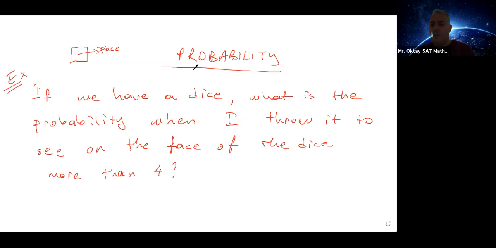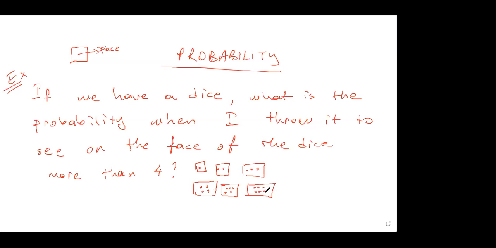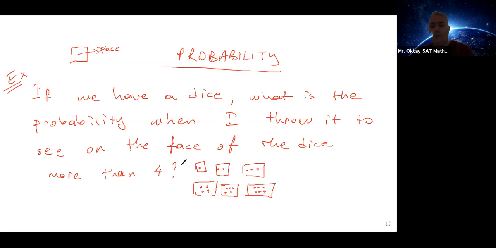As I remember, it's 6. So in the first face, there could be 1. In the second face, there could be 2. In the third face, there could be 3. And there could be 4, 5, and 6. Now, what is my question? More than 4. So I am throwing the dice like that, and I'm taking my hand and looking at what the number is.